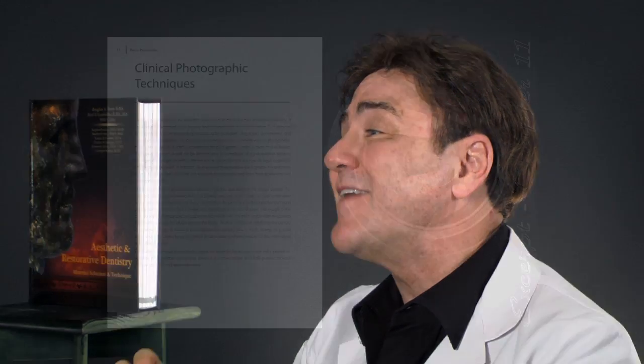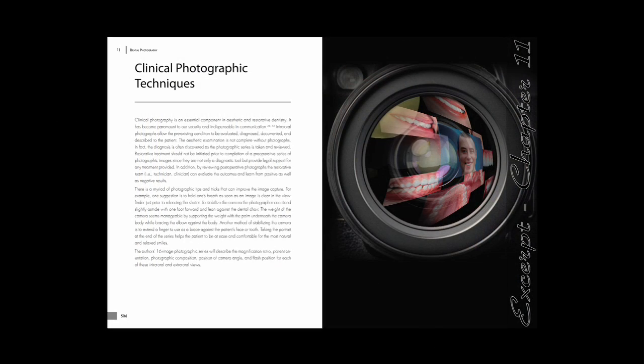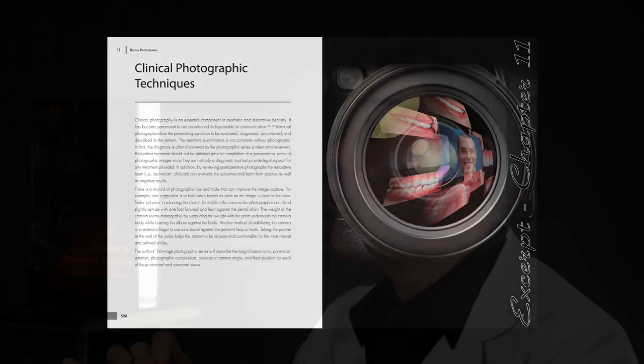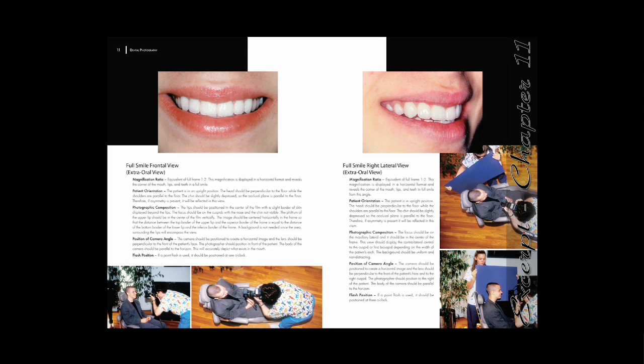In the clinical photographic techniques section, I share with you my 16-image photographic series, which describes the magnification ratio, patient orientation, photographic composition, position of the camera angle, and flash position for each of these intraoral and extraoral views. And you can see how I do it from an aerial perspective. This can train you and your staff to not only understand how, but why.